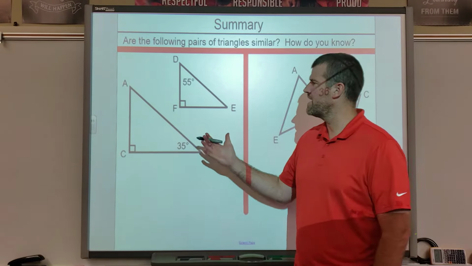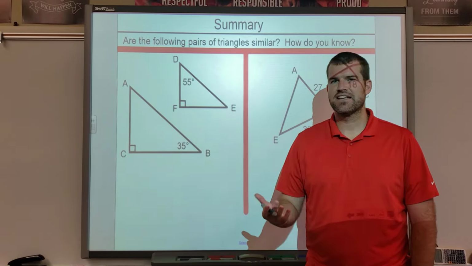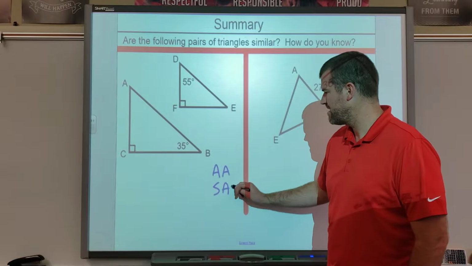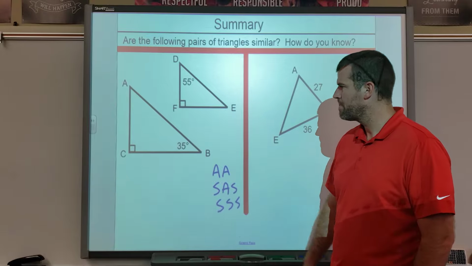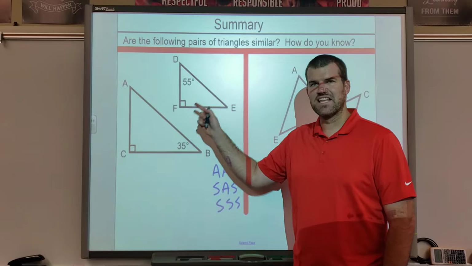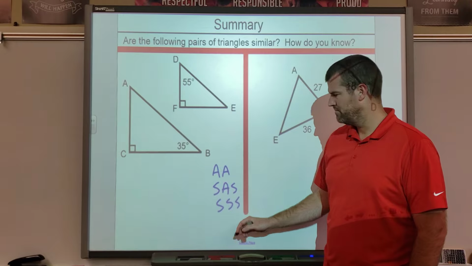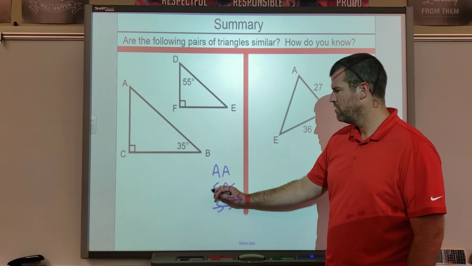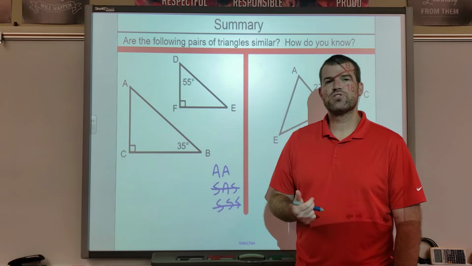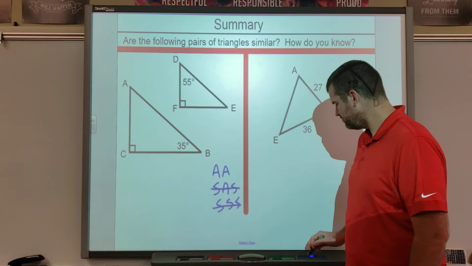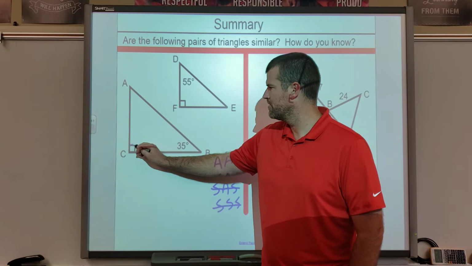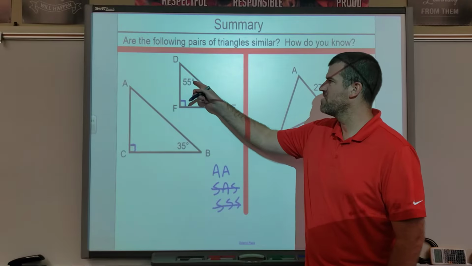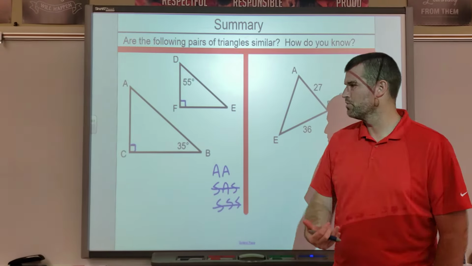So when I look at this one, I notice I don't have any side lengths. So again, my options: angle, angle, side, angle, side, side, side, side. Well, if I don't have any side lengths, can I use side, side, side? No. Can I use side, angle, side? No. So my only option is going to be angle, angle. And when I look at it, I know I have 90 degrees, 90 degrees. Initially, these are not the same, so I don't have enough information to prove.